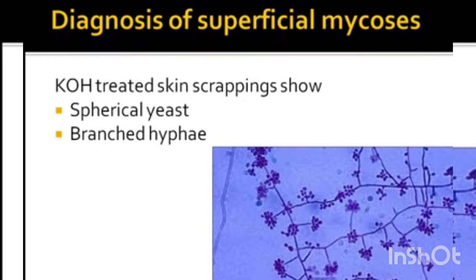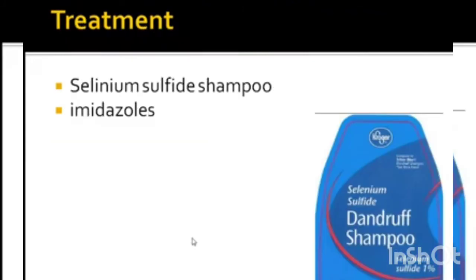The superficial mycosis can be diagnosed if we treat the skin scrapings with potassium hydroxide. This shows spherical yeasts and branched hyphae. These are the branched hyphae, and these smaller ones are the spherical yeast, like the bunch of grapes. The treatment is by the help of selenium sulfide shampoo and various imidazoles.